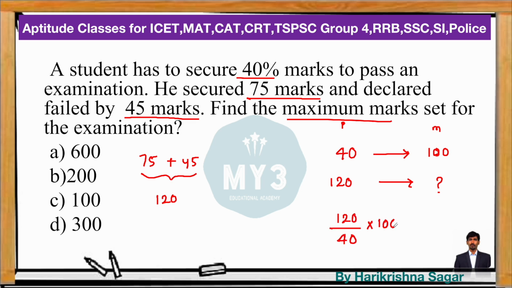Further simplification is possible. 0, 0 cancel. 4 ones are 4, 4 threes are 12. 3 into 100 will give a result of 300. Mark the answer, which is option D.